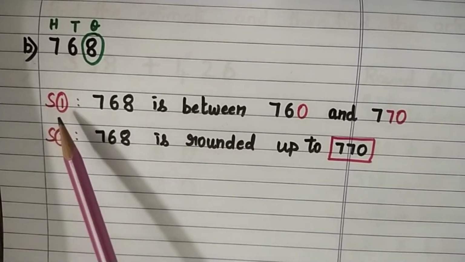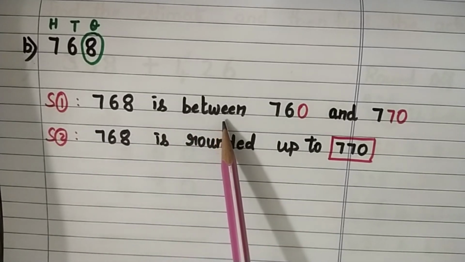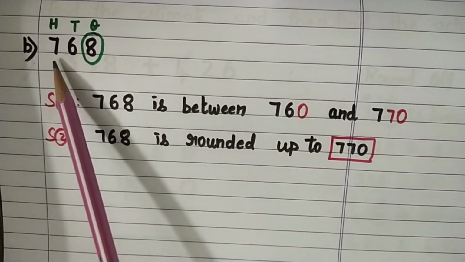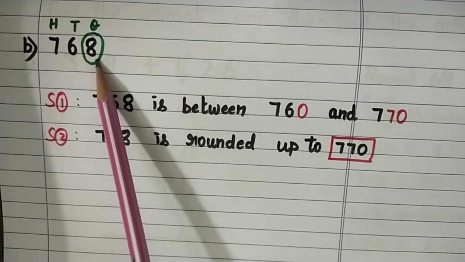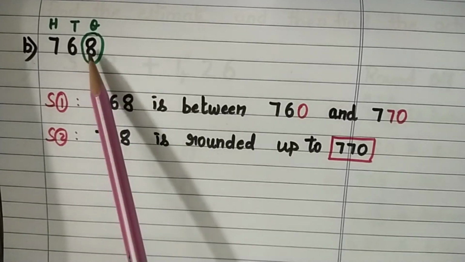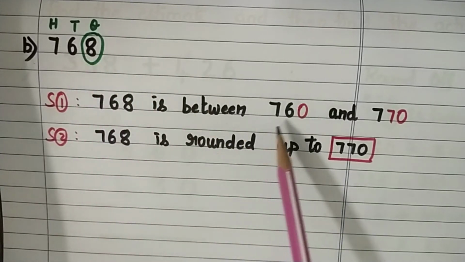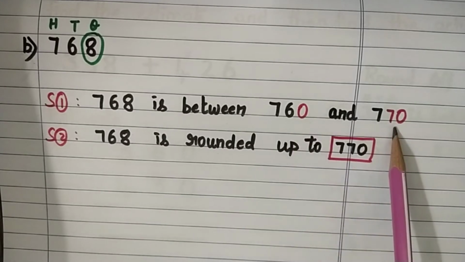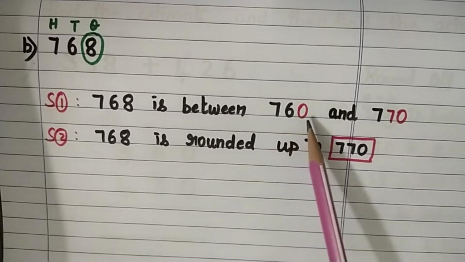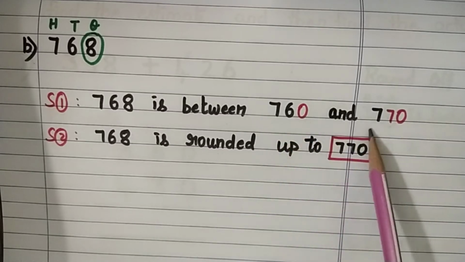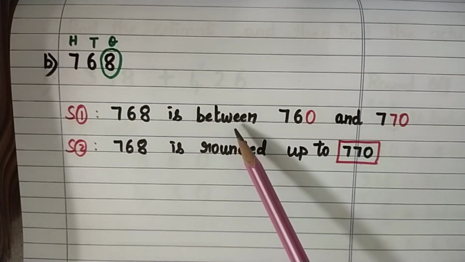In step 1, to find a between number, I taught you a simple trick, children. What is the trick? Did you remember that, children? Yes. I need to round off 768 to the nearest 10. Nearest 10 means it will have a 0 in the ones place. So, change this 8 to a 0. So, 768 should be changed to 760. To find the next number, what do we need to do? Add a 10 to this and find the next number. 760 plus 10 gives what? 770. Now you can understand how to find a between number.